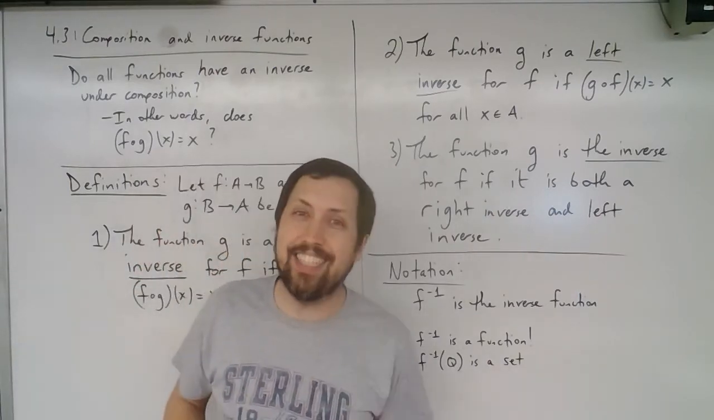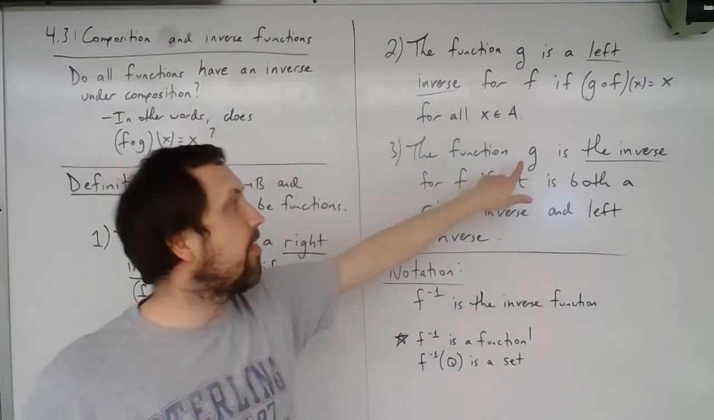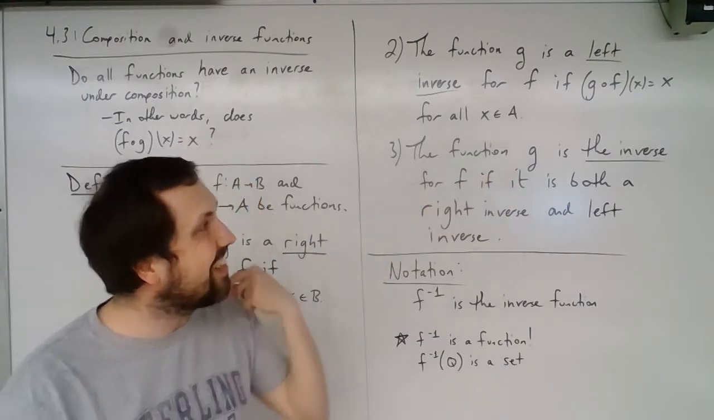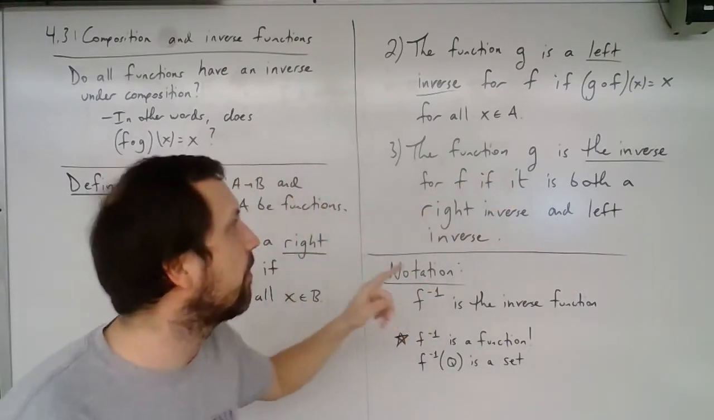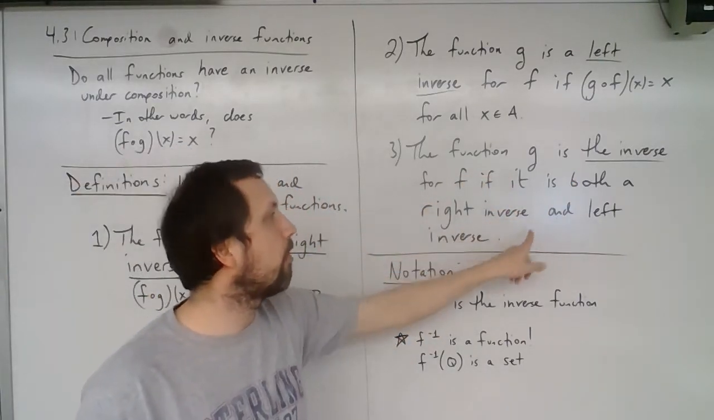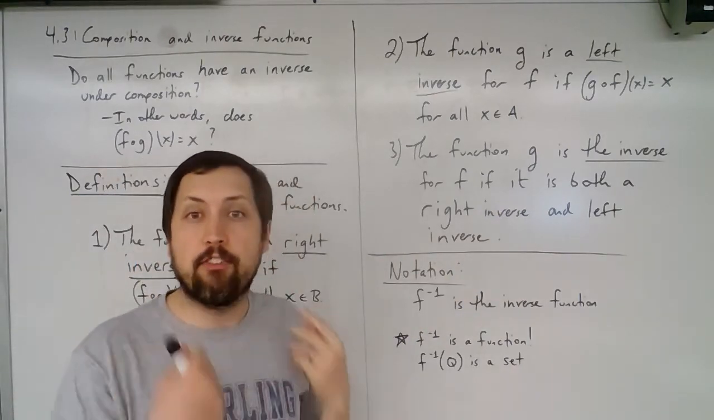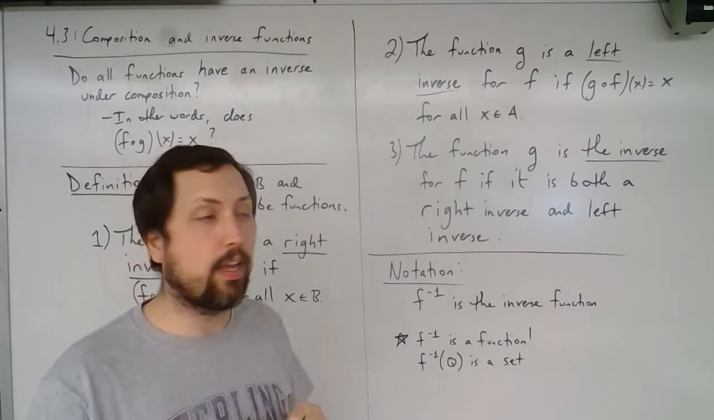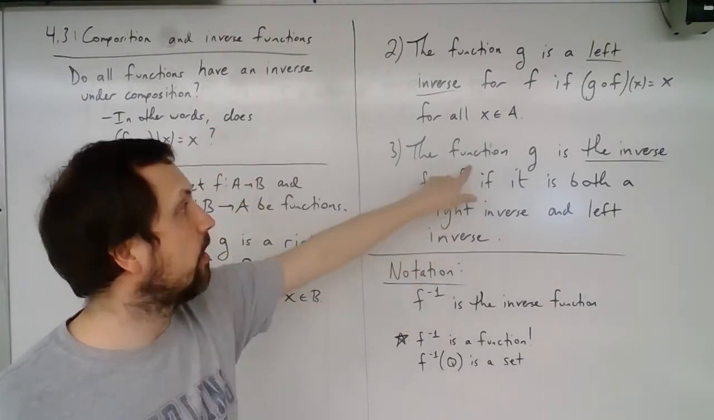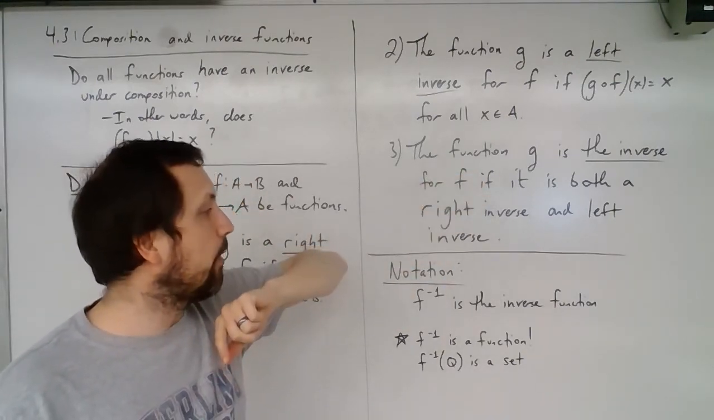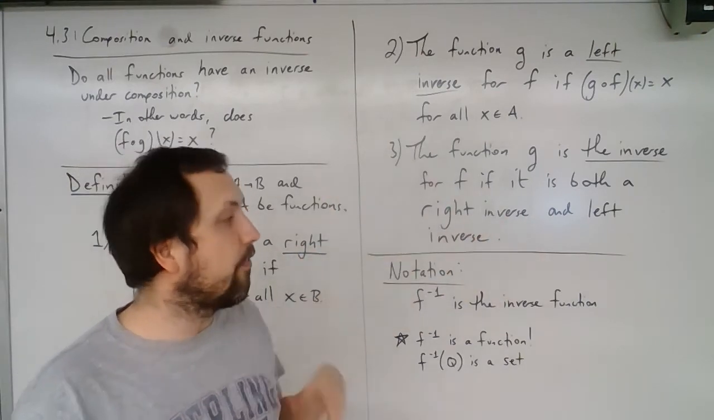Now, what you all have seen in the past is this. The function G is the inverse. It is the inverse for F if it is both a right inverse and a left inverse. We're talking about functions in this case. So indeed we have a function G, and now we can start talking about what is the inverse function.